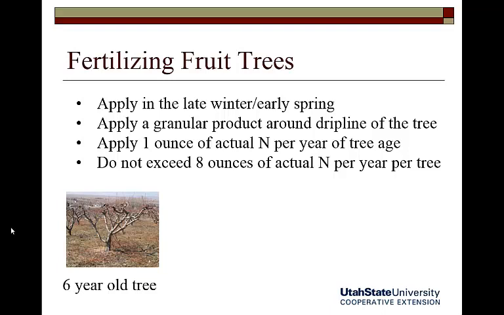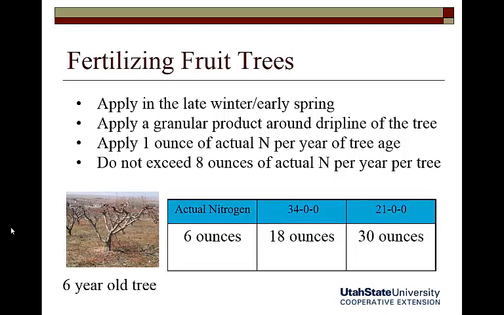Okay. Apply 1 ounce of actual nitrogen per year age of the tree. Actual nitrogen. What's that? Okay, remember back to that soils and fertilizer class? In my example, I've got a 6-year-old peach tree. So if it's 6 years old, I'm going to put on 6 ounces of actual nitrogen. I go to the store, I get something that's 34-0-0 on the fertilizer bag. 34 will go into 100 how many times? 3. So 3 times 6 is 18 ounces of that product on a 6-year-old tree.